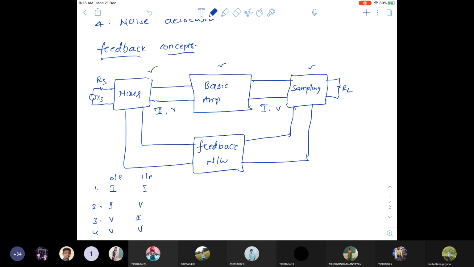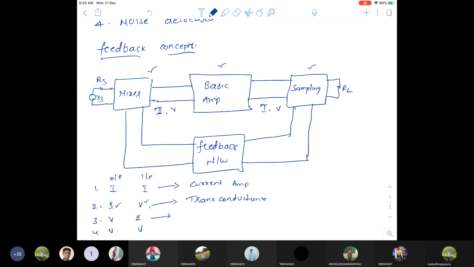So if you take this combination, based on these combinations, we can tell which basic amplifier we use. If you want output current and input current, we should use a current amplifier in the place of the basic amplifier. Output is current and input is voltage means that is a transconductance amplifier.